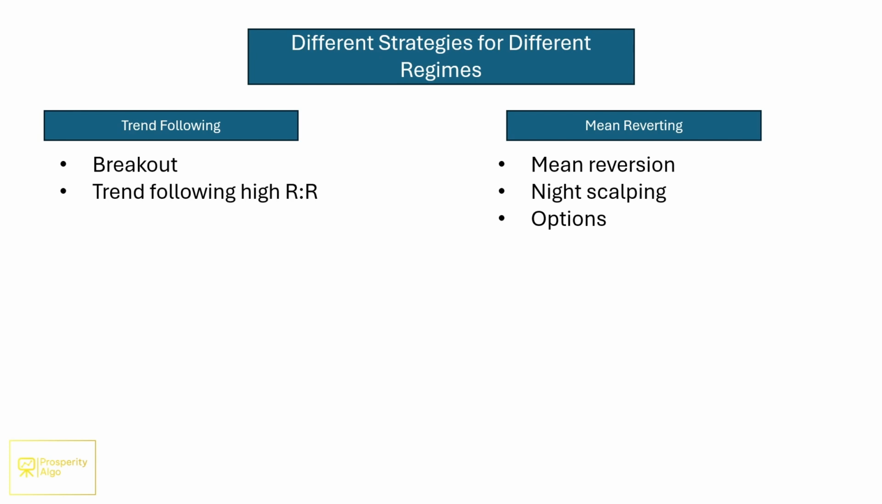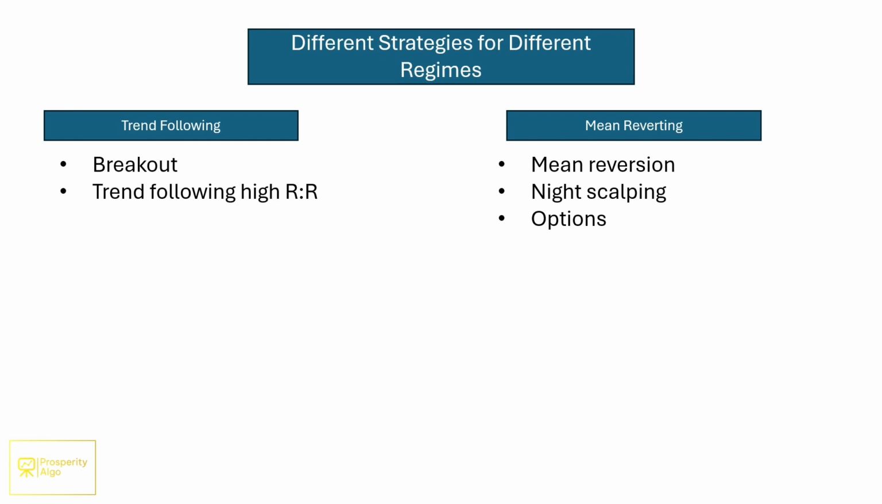And another good type of system which works well here are the really high risk reward trend following strategies. The EMA crossover is the perfect example of this, where you're looking to catch a long movement after a level is broken. Those work well in trending markets.